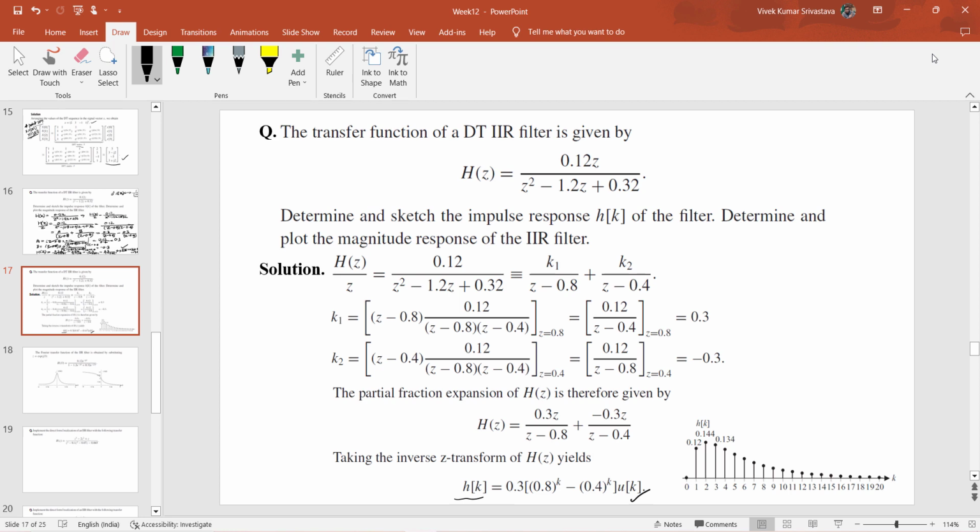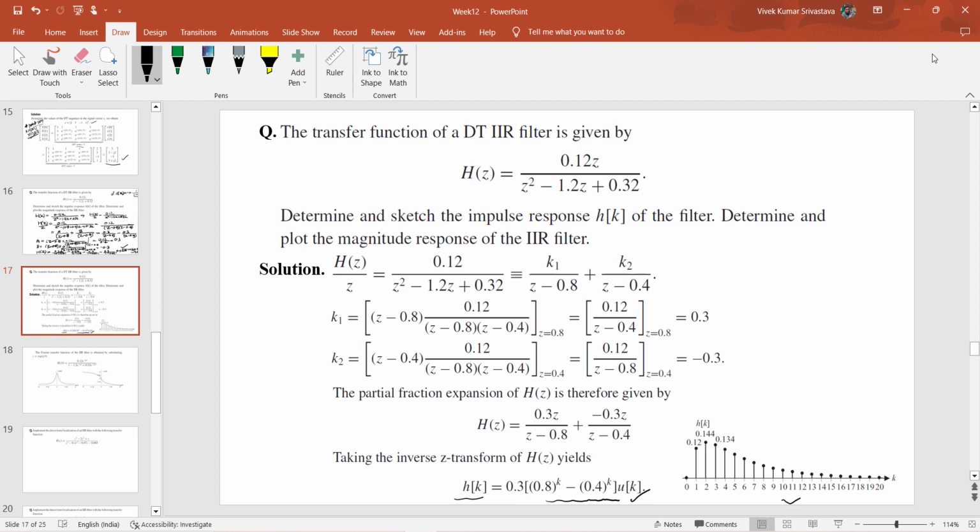So h of k will be equal to 0.3, 0.8 raised to the power k minus 0.4 raised to the power k, into u of k. How to determine this, we have seen previously. Now we are plugging the value of k here as 0, 1, 2, and so on. Once you plug this value, you can see that the transfer function of this IIR filter is this one. Okay, it is plotted like this.